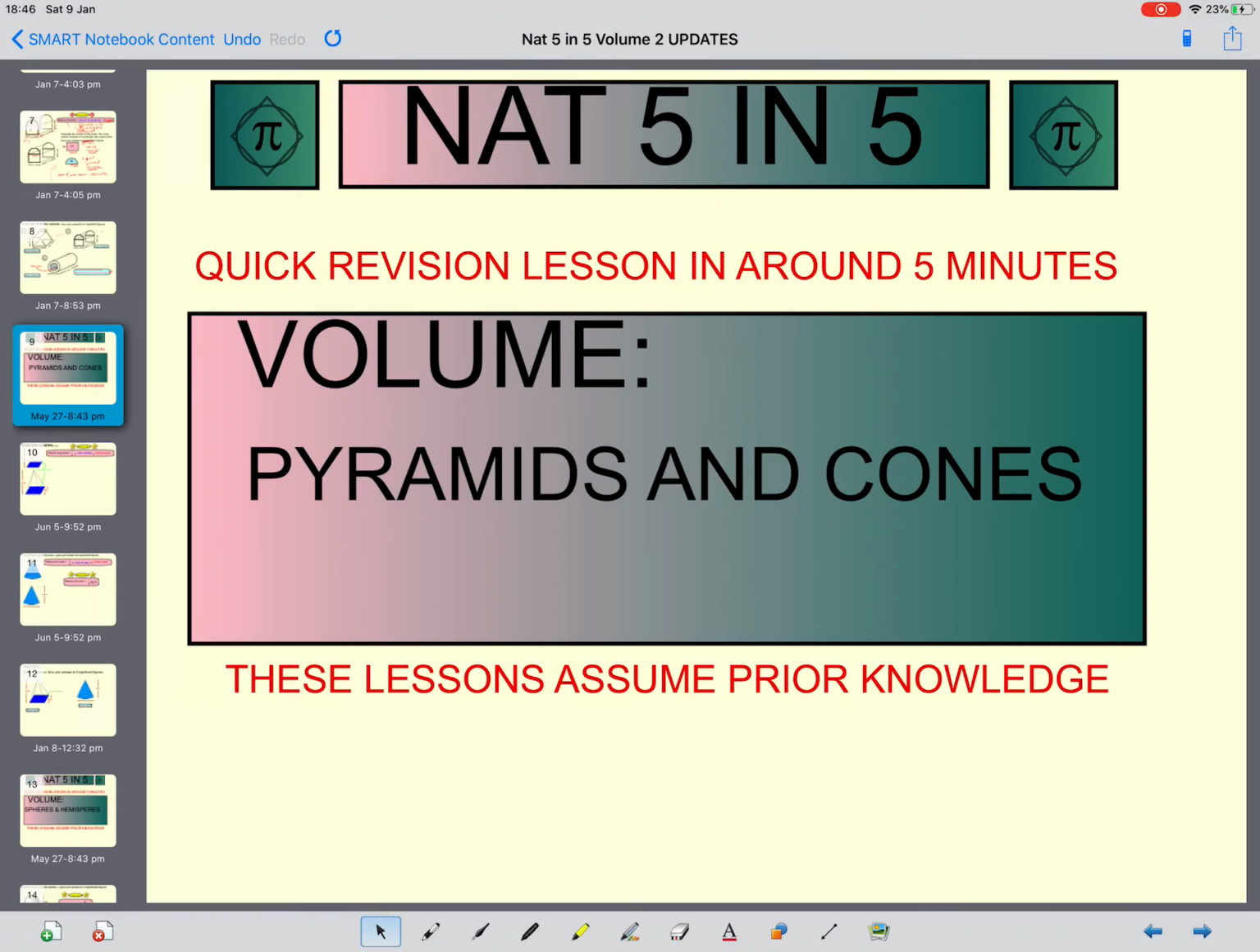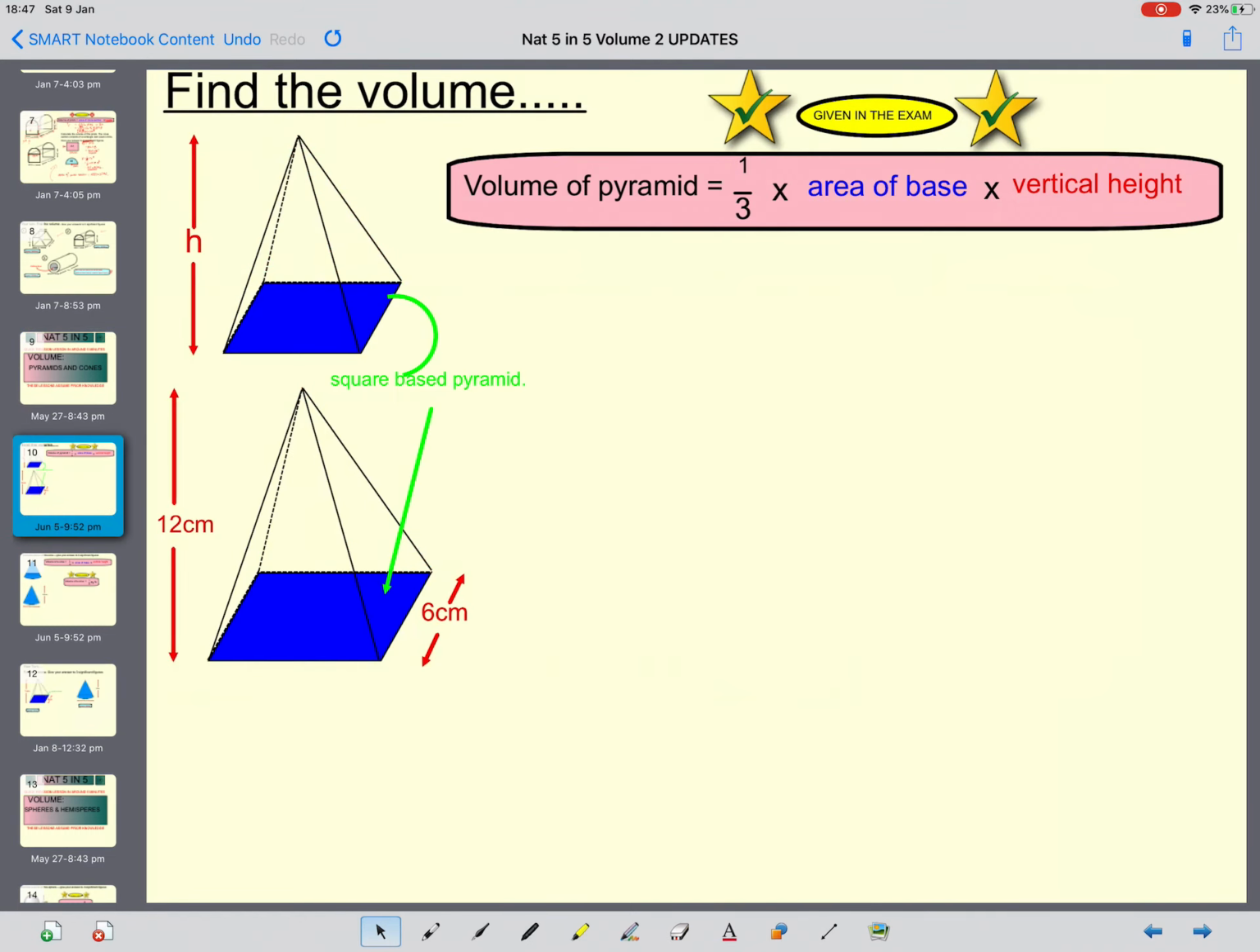Hopefully it'll be around 5 minutes we'll do this video in. We'll look at volume and we're going to look at pyramids and cones. Okay, so you are given this in the exam. I have wrote here volume of pyramid equals a third multiplied by the area of the base multiplied by the height.